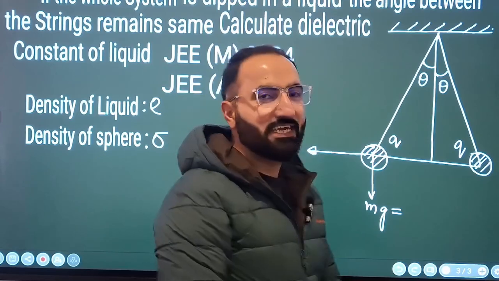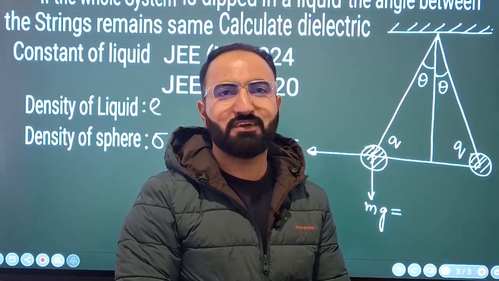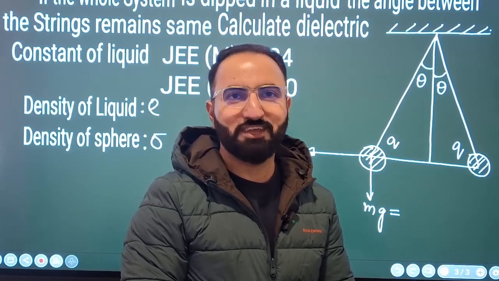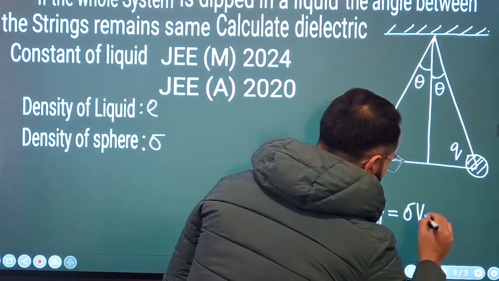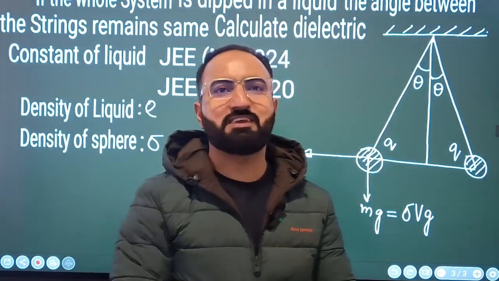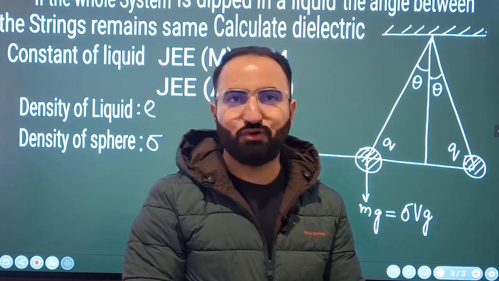Do you know that density of object is equal to mass by volume? So mass will obviously be equal to density into volume. So I will write it like this: it is equal to sigma into V into g. Can I write it like this? Why? What is this sigma? This sigma is the density of one object. Is there any other force on this particle?